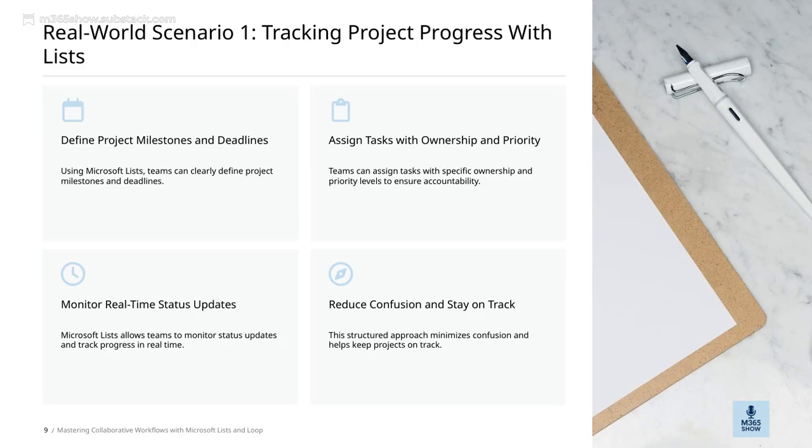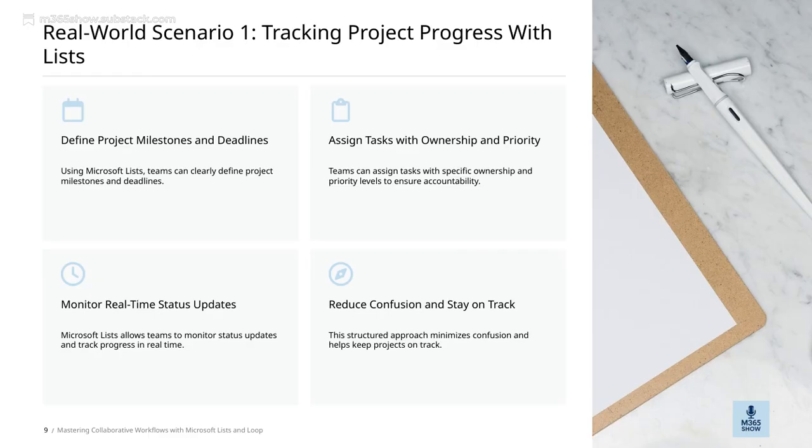Here, we're focusing on mastering collaborative workflows using Microsoft Lists and Loop. This structured approach is designed to minimize confusion and help keep your projects on track. One of the key benefits is that Microsoft Lists allows teams to monitor status updates and track progress in real time. This means everyone stays informed about where things stand without constantly checking in or chasing updates.